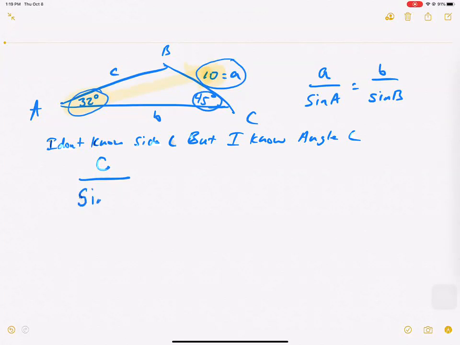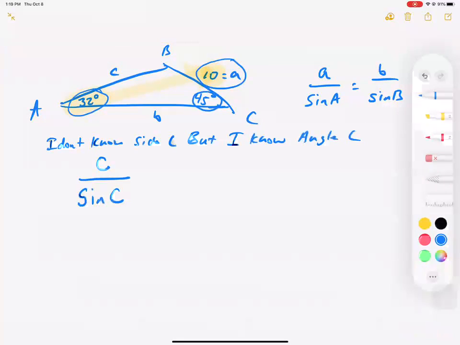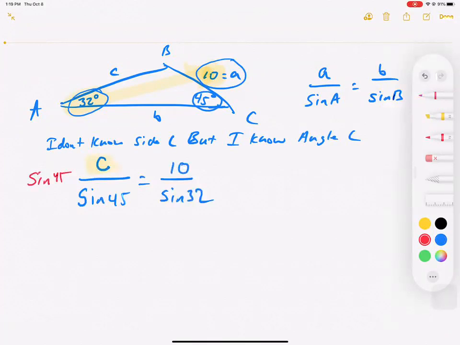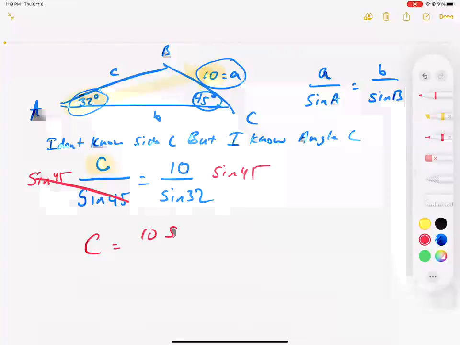So we write c over sine of C, but we already know what angle C is. We're going to say angle C is 45 degrees. This is equal to the same type of fraction, side over angle. The side that we know is 10, and the angle that we know is sine of 32. Okay? So now, looking at this problem, I only have one variable. So to solve it, I just need to move sine 45 to both sides. The opposite of division is multiplication. So I write sine of 45 to both sides. That divides out. And the rest is calculator work.